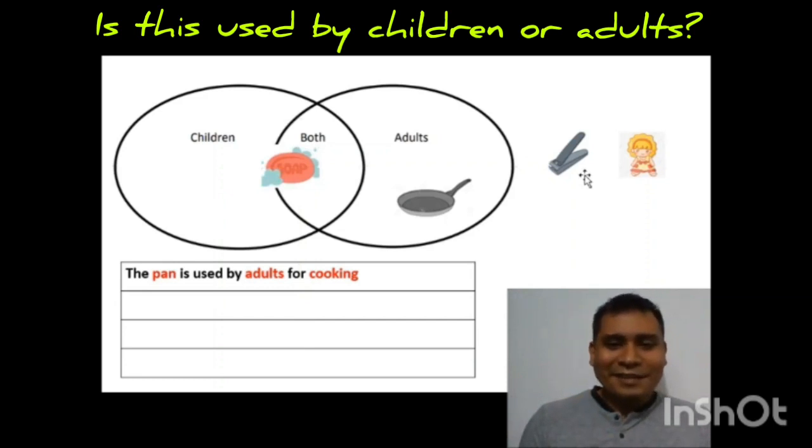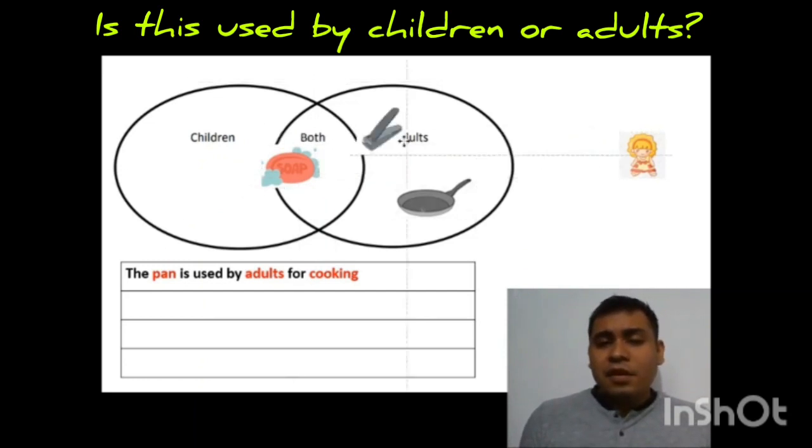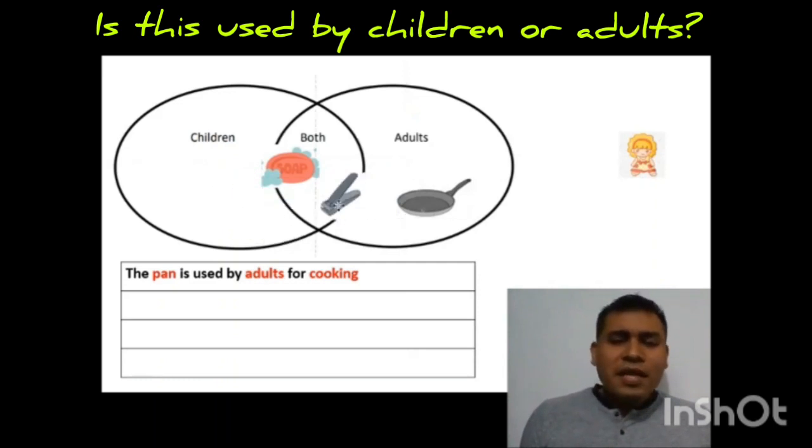That's excellent. Very good. Now let's go with the next one, that is the nail clipper. Who uses the nail clipper? The nail clipper is used by adults, or by children, or by both, by children and adults? Well, it's used by both, right? I'm gonna take this nail clipper as well and I'm gonna put it on both.